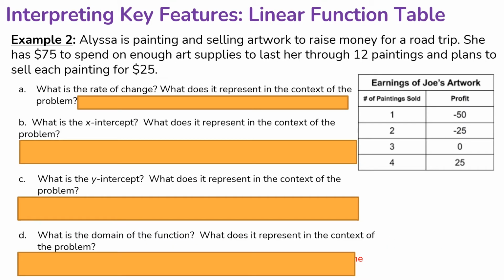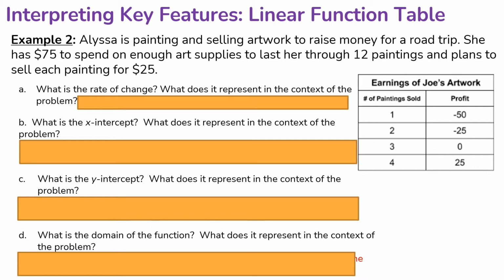Let's take a look at example 2. We're interpreting key features of a linear function using a table. It says Alyssa is painting and selling artwork to raise money for a road trip. She has $75 to spend on enough art supplies to last her through 12 paintings and plans to sell each painting for $25. So let's look at part A.